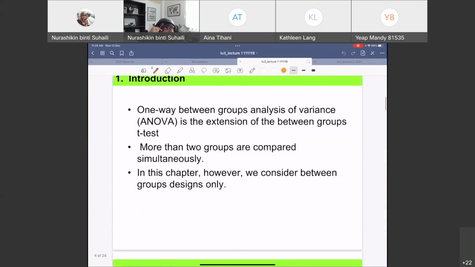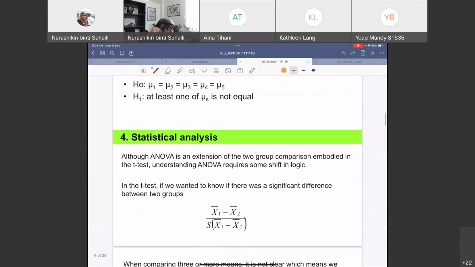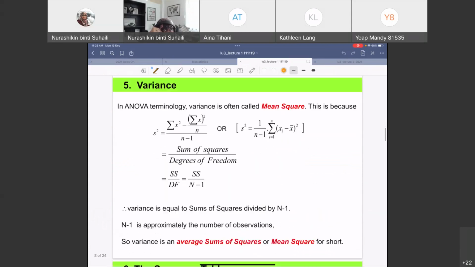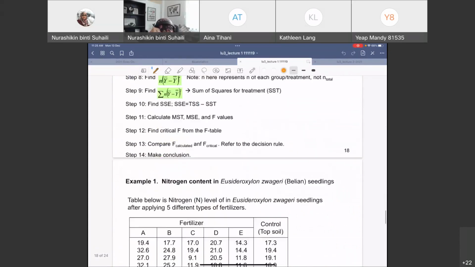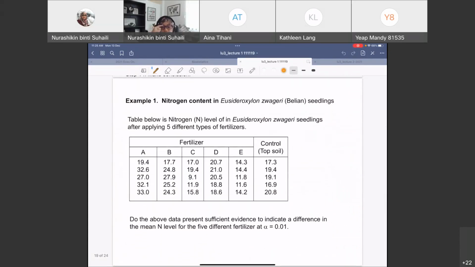the problems in lecture 1. I'm not going to go through all of this because I've highlighted the main points. Let's have a look at the example here. This is an example given. The table below is the nitrogen level of Gregory seedlings after applying 5 different types of fertilizers. Do the above data present sufficient evidence to indicate a difference in the mean N level for the 5 different fertilizers at alpha equal to 0.01?